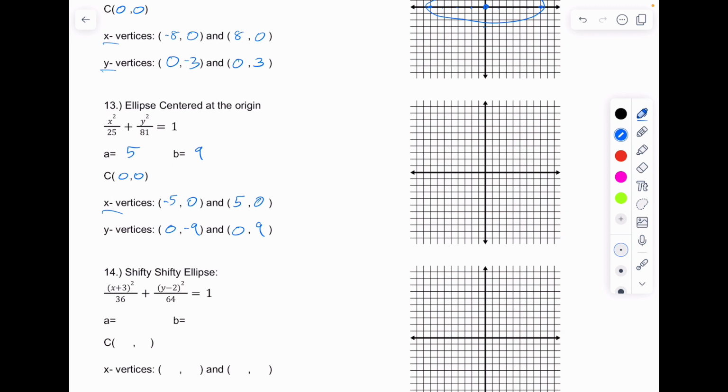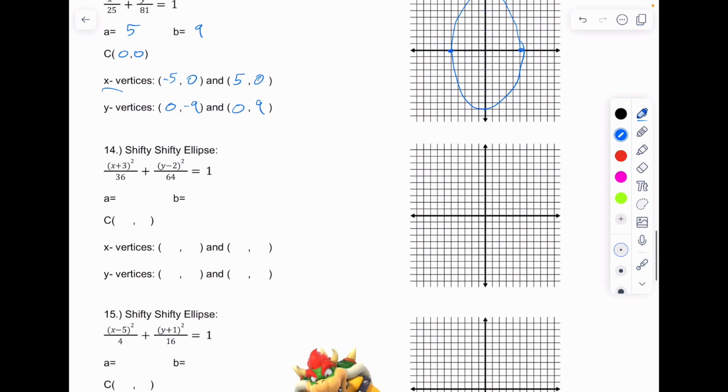Let's graph this ellipse out. We're going to go back 5, forward 5, up 9, 3, 6, 9, 3, 6, 9. That's my ellipse. That one actually turned out okay. Kind of fuzzy on the right side, but you get the cross.